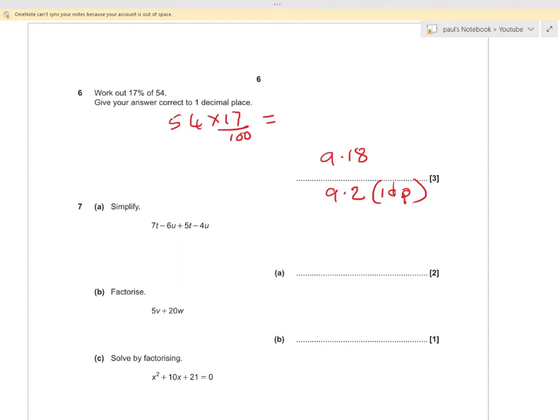So where are we now? On to a bit of algebra. 7t minus 6u, and 5t. So altogether we've got 12t's. Oh, it's minus 10u's.